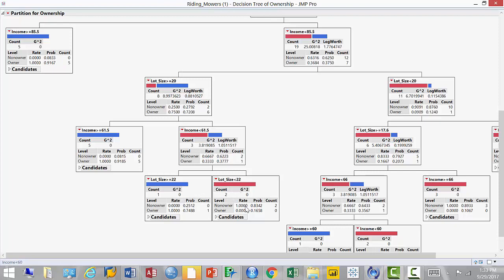Well, let's take a look at these couple of guys. Here, lot size is less than 22. There are no owners. And here, lot size is greater than 22. They're owners. What I'm trying to say is that sometimes the rules become very specific, it looks like we're splitting hairs. For example, if lot size is greater than 20 but less than 22, then people are not buying lawn mowers. But if it's greater than 22, then they're buying lawn mowers.